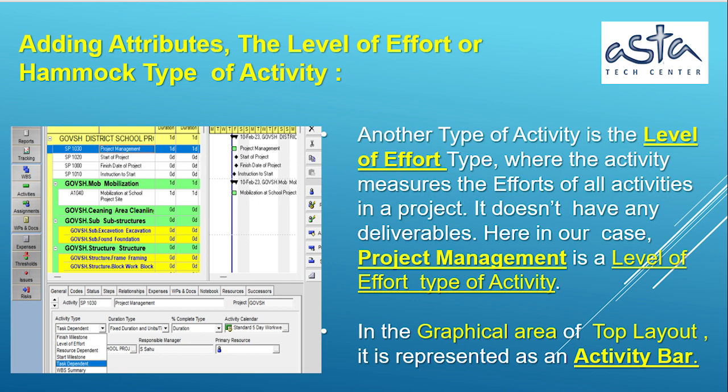Adding attributes, level of effort or hammock type of activity. Another type of activity is the level of effort type, where the activity measures the efforts of all steps under it, but doesn't have any deliverables. Here in our case, project management is a level of effort type of activity. In the graphical area of the top layout, it is represented as an activity bar.